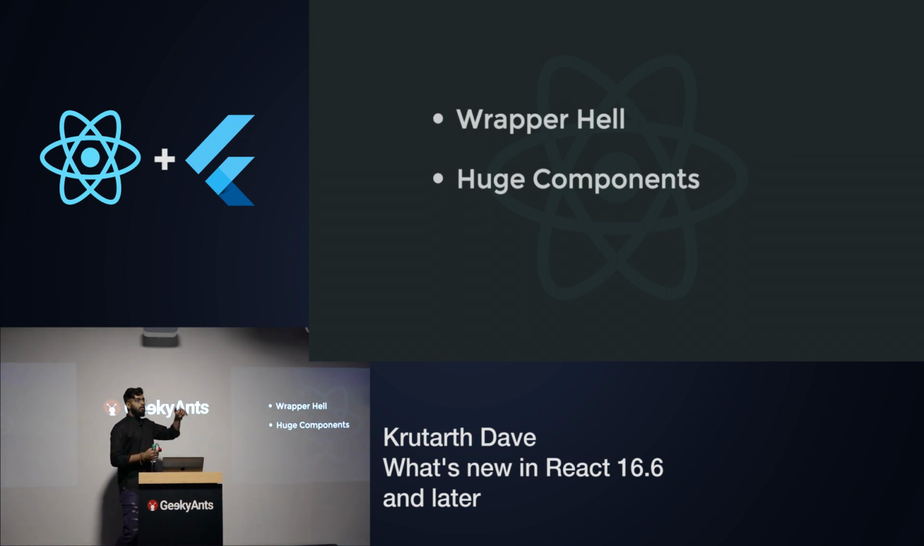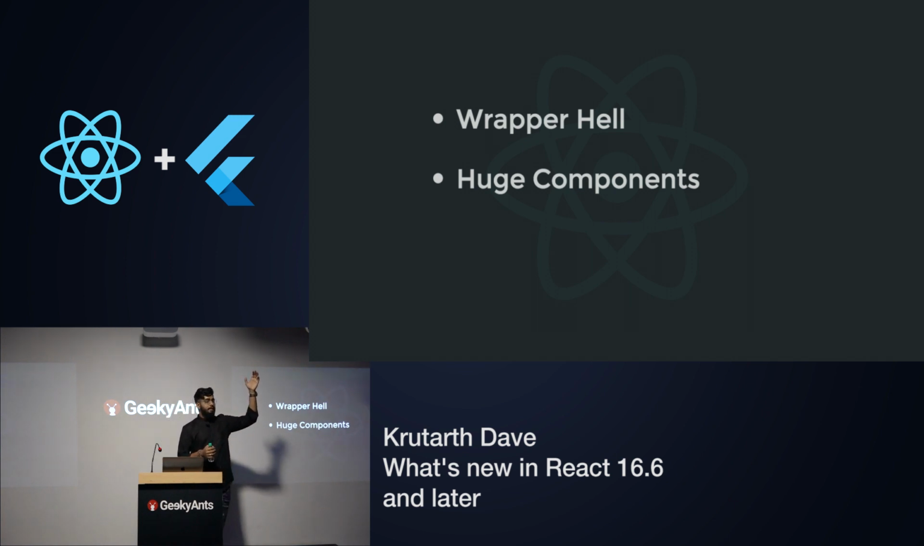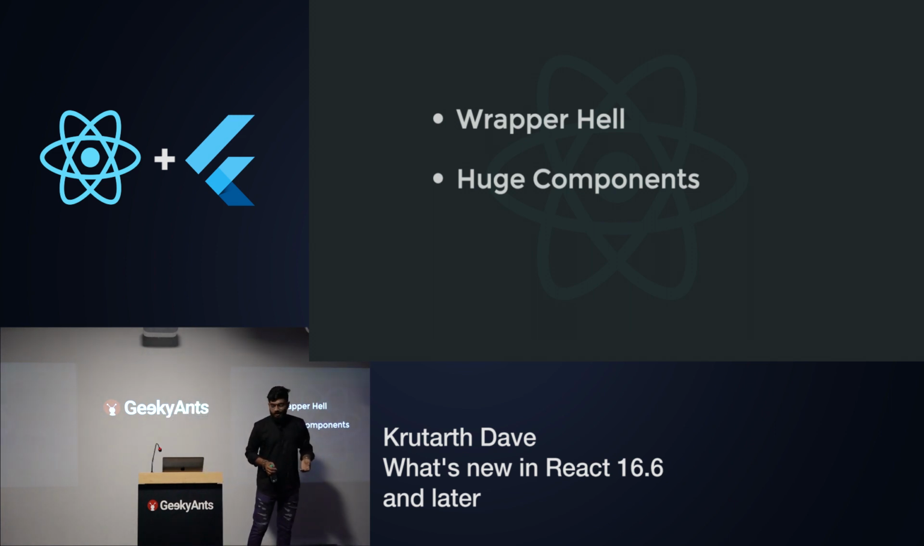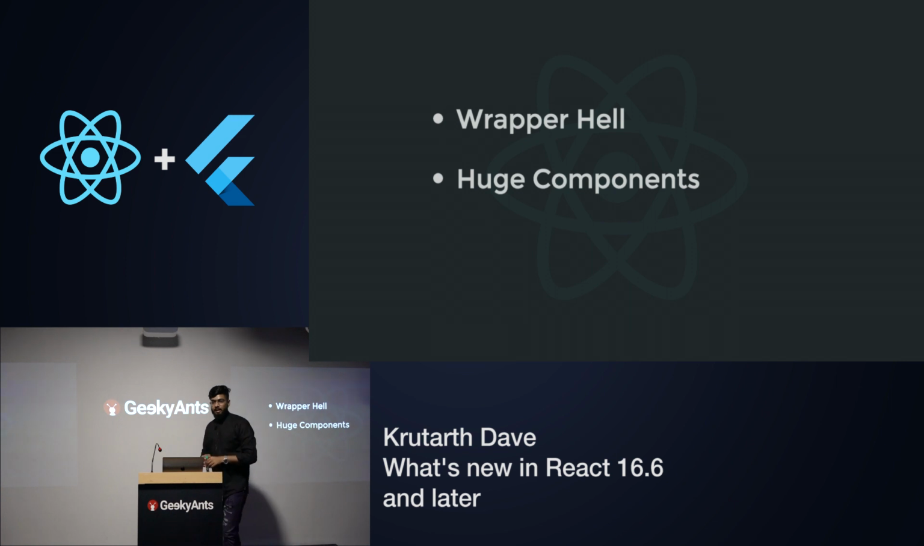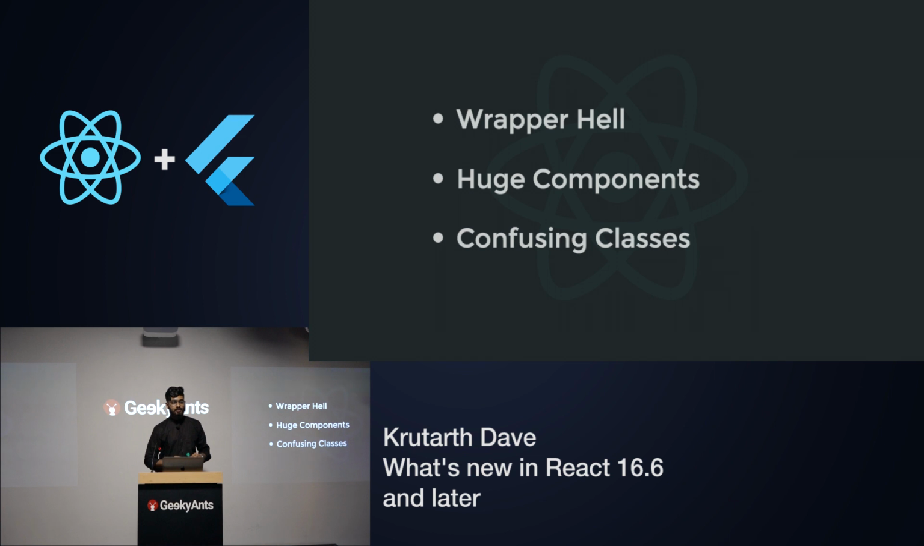Rather than creating multiple components, you make one component which has all the logic that reasons about each other, but again the logic is separated into lifecycle methods across the entire file, and then it's 500, 600 lines of code. So it's a huge component. And then there are confusing classes.